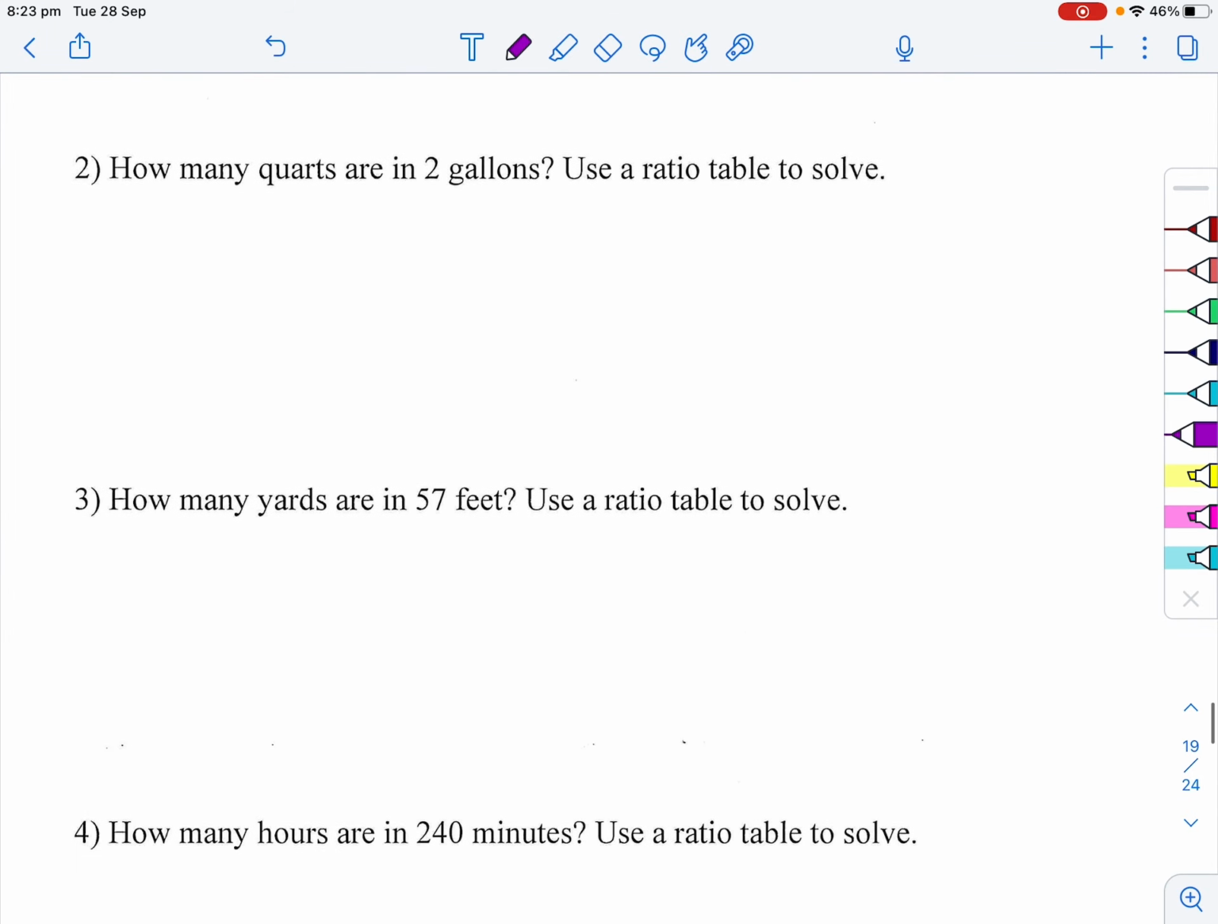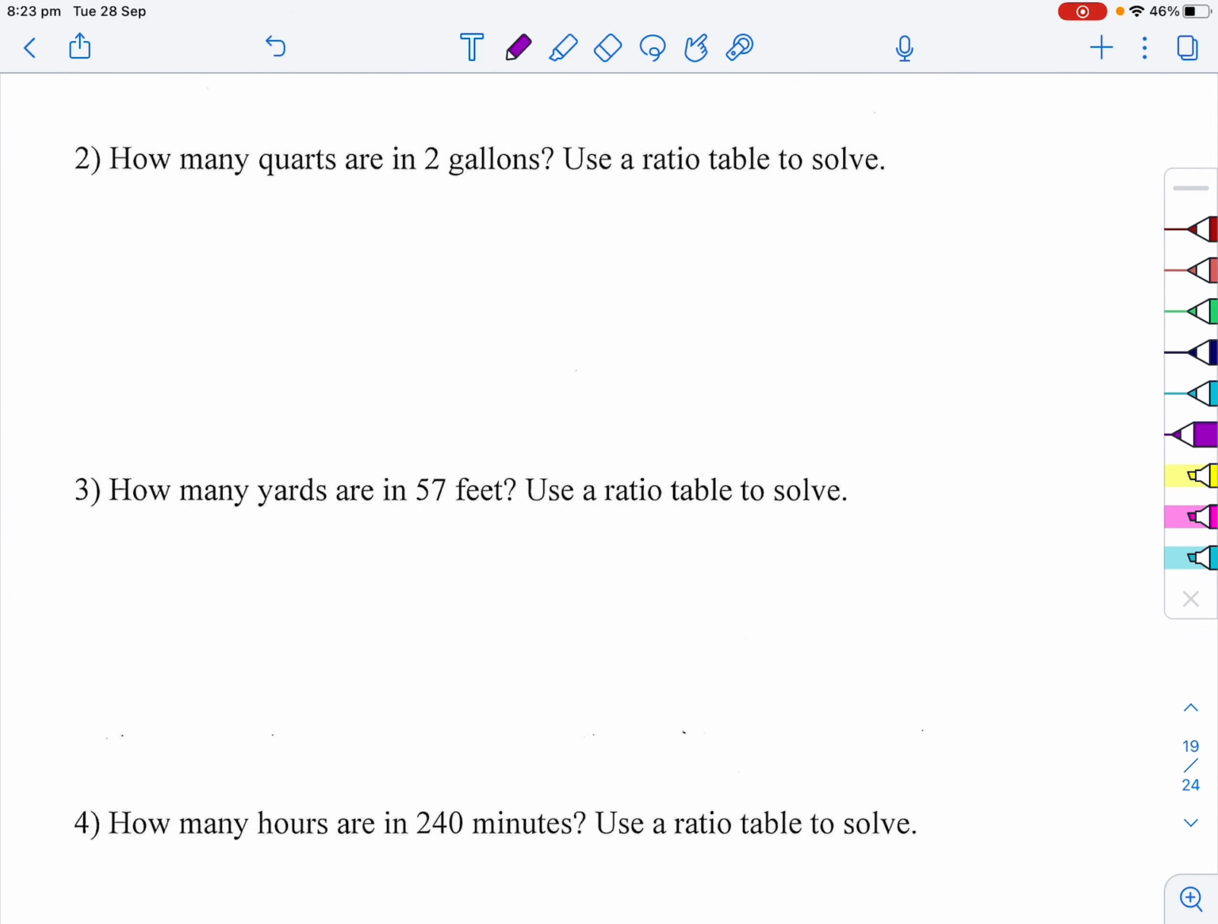Number 2 says how many quarts are in 2 gallons. I'm going to tell you that there are 4 quarts in 1 gallon. That is going to be my unit ratio. So I'm going to create a ratio table.